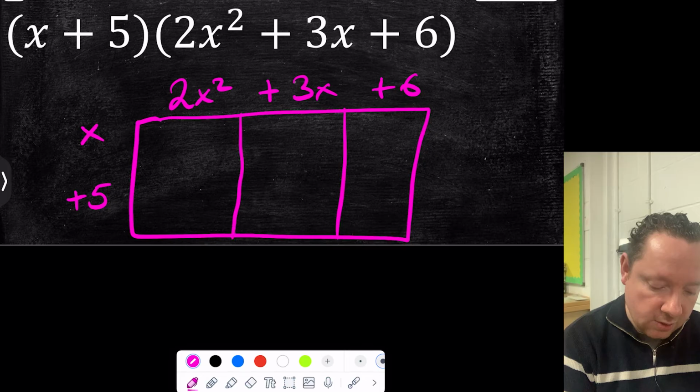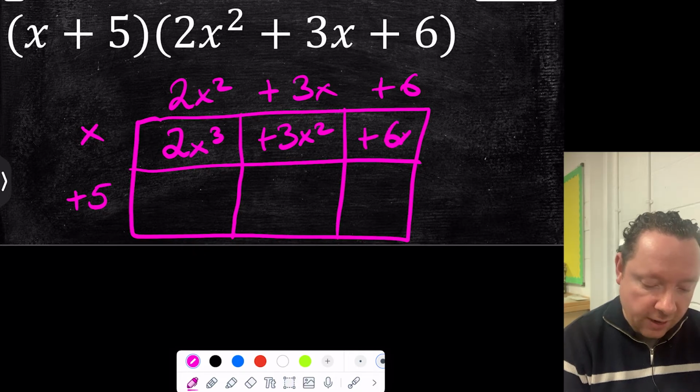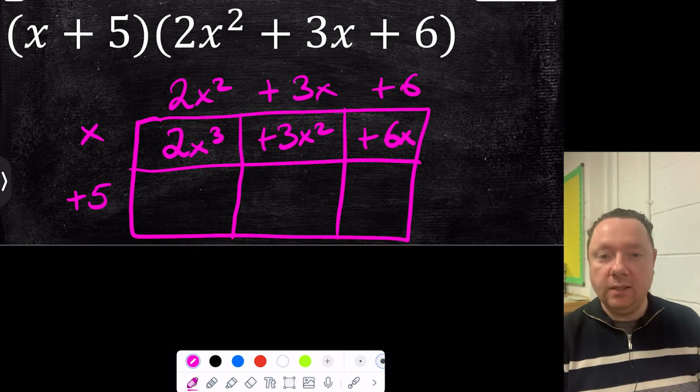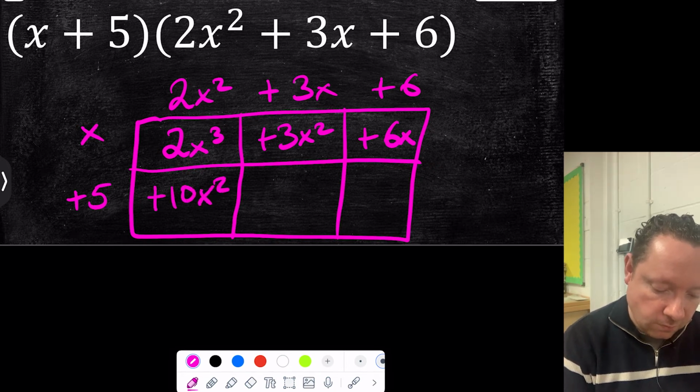Split, split, split. X times 2x squared is 2x cubed. 3x times x is 3x squared. 6 times x is 6x. So just watch out for that x cubed. X times x squared is x cubed. 5 times 2x squared is 10x squared. 5 times 3 is 15x. And 5 sixes is 30.